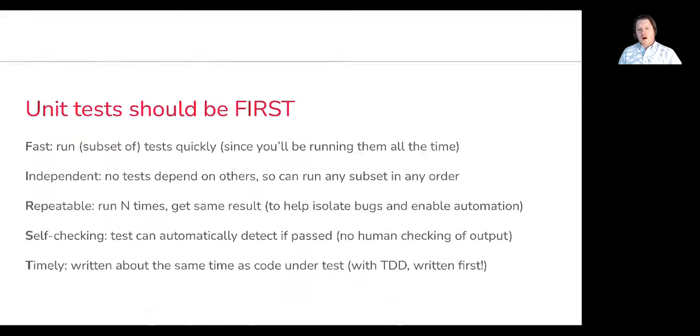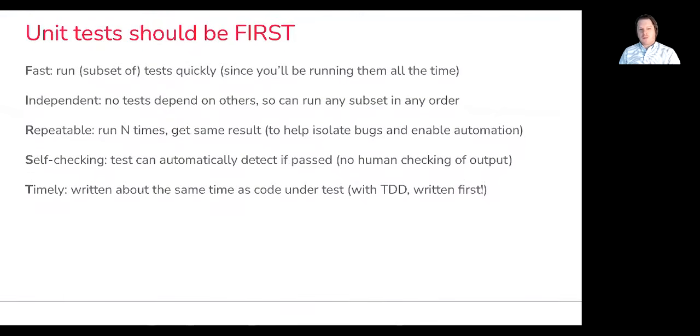So we want our unit tests to be first. We want them to run fast. We want to be able to run a subset of tests quickly because we're going to be running them all the time. When we look at how test-driven development works, there's this continuous cycle where we're executing a test that we just wrote. We'll be writing code to go ahead and pass that test, and we'll continue on in this iterative fashion as we go about our way towards implementing a solution to some problem.